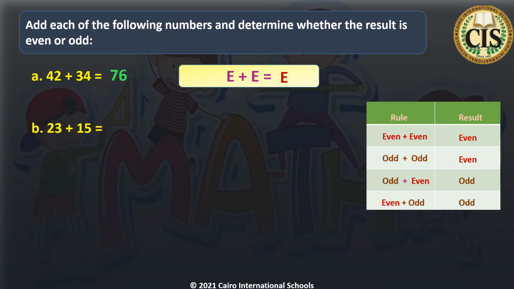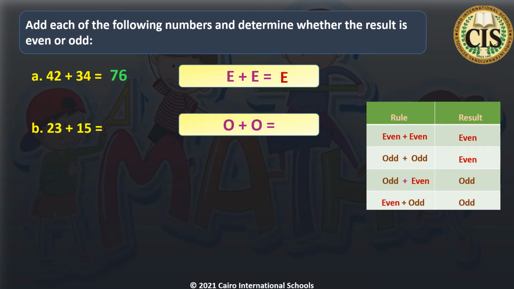The next question, 23 plus 15. Look at the ones digit. 3 is an odd number. And in 15, the ones digit is 5, an odd number too. So odd plus odd, the result will be even because they are of the same type. 23 plus 15, ones with ones, tens with tens. The result will be 38. So look at the ones digit in 38. 8 is even.